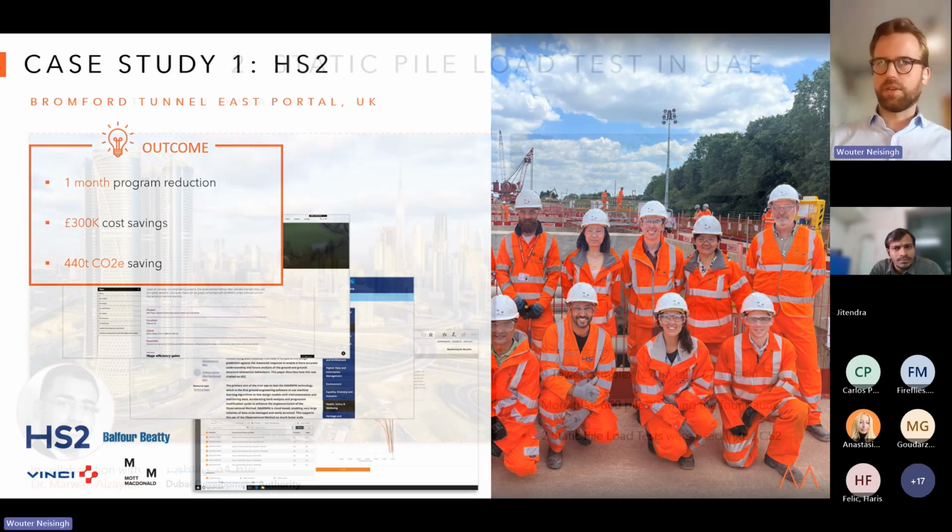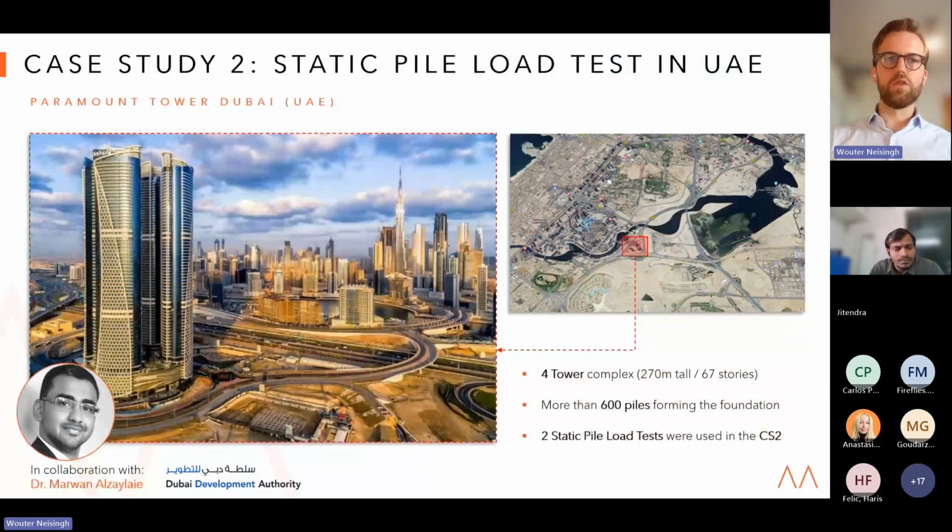Let's take a look at our second case study. I think for many people today closer to home, the Paramount Towers in Dubai. I'm sure that many of you have seen this. It's a complex consisting of 4 towers of 270 meters tall. And for the foundation, you need 600 piles.